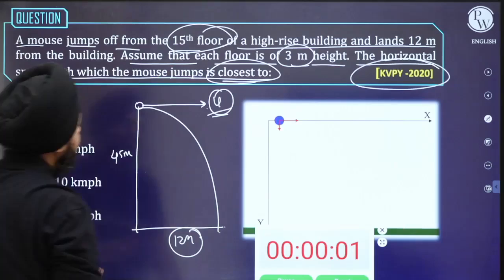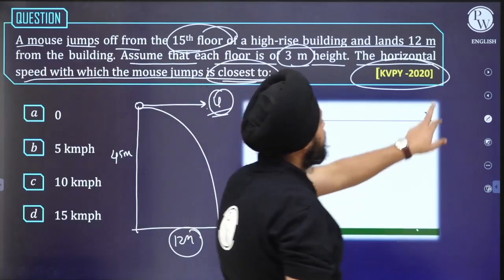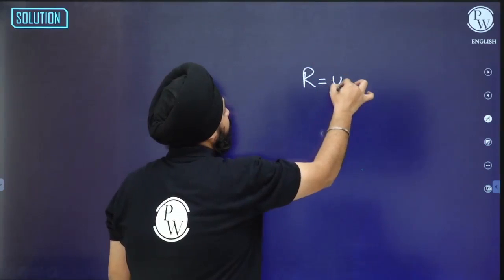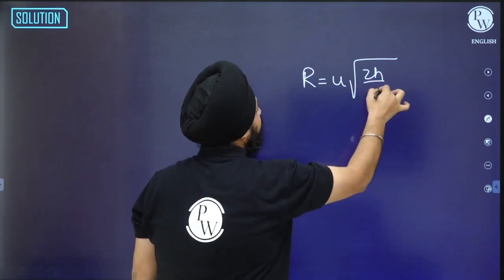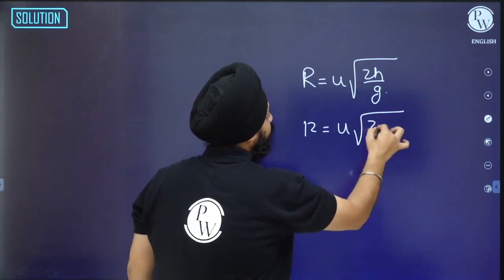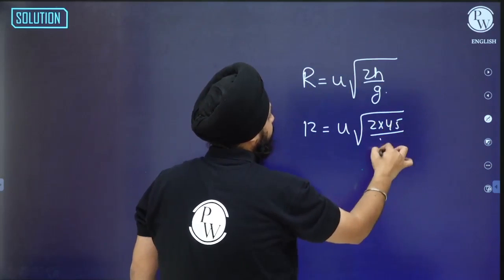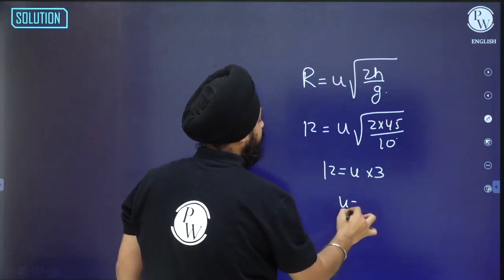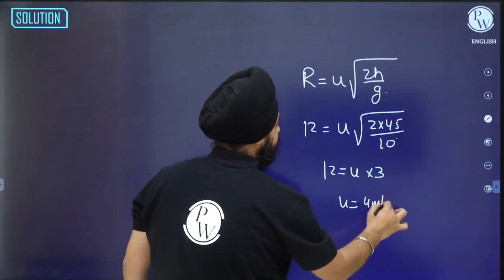So time is up. See, a very easy question has been asked. Simple horizontal projectile motion: the range is u times the square root of 2h by g. Range is 12. We need to calculate u. Height is 45 meter and g is 10. So 12 is equal to u into 3. We are getting u as 4 meter per second.